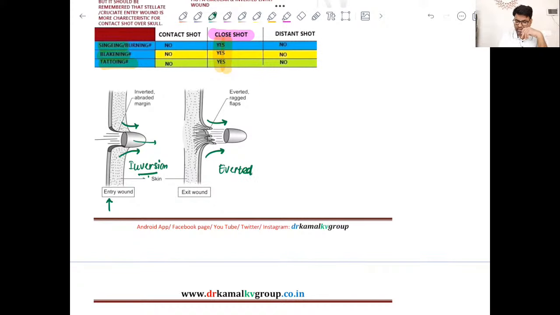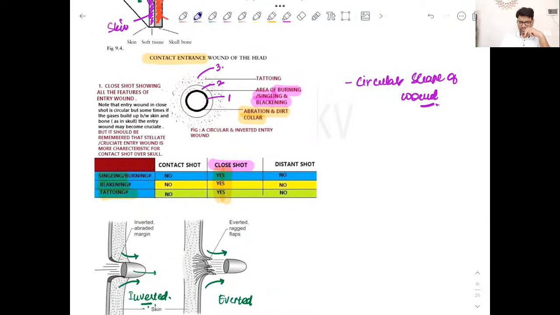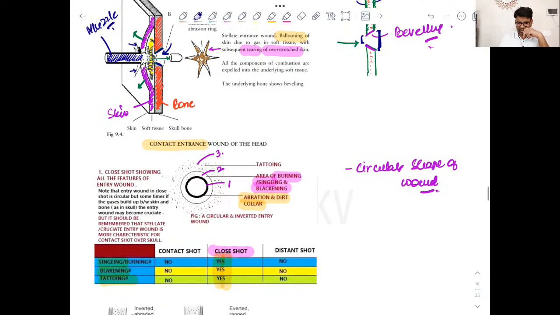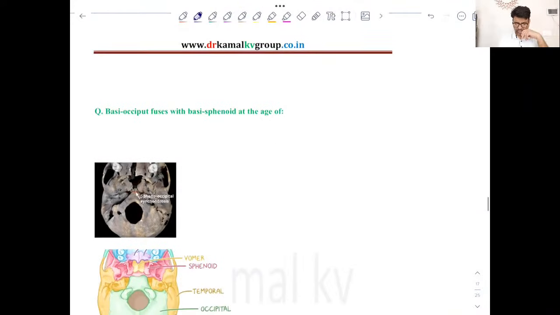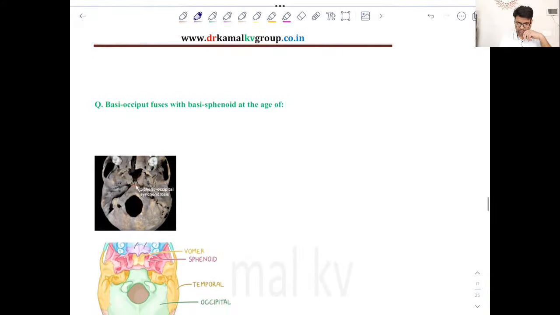So it's better I write everted. Inversion is actually an anatomical term, right? So this is inverted, and inverted and everted skin margins. Clear? So this is how the skin margins look. I think there are these few basic words, and I hope that by the end of this session you will be very clear about contact and close shot wounds at least. Okay, good, let's move forward.